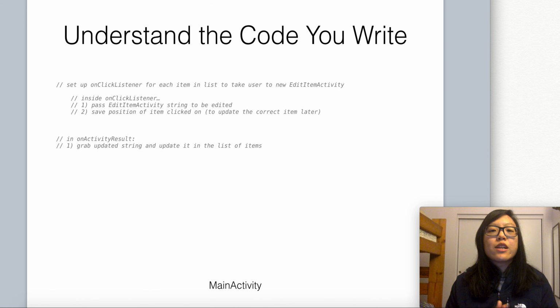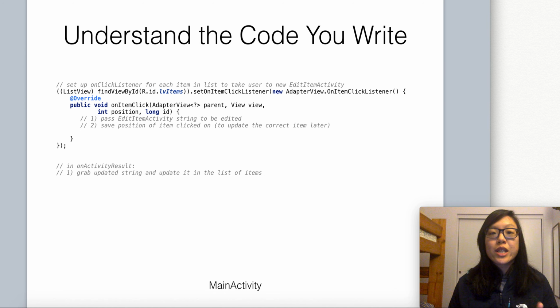So the first thing I want to do is go through the code that we would write for main activity. Before I even do that, I just have the comments in there so I know what pieces of code need to go here. I translated our comments and put them here, and now I'm going to translate them into actual code.